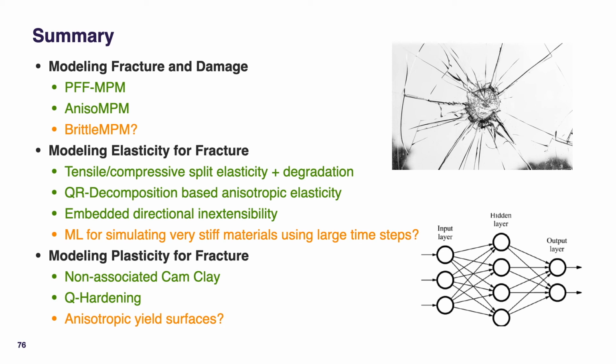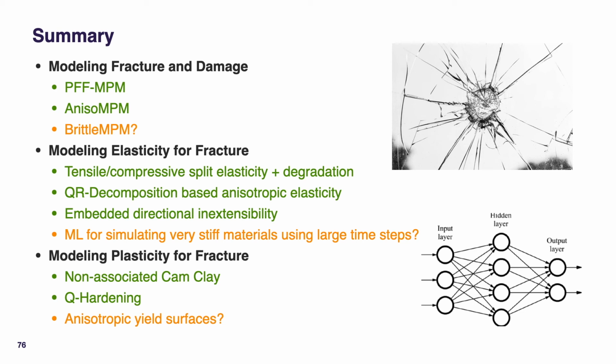Next, within modeling elasticity for fracture, we saw an isotropic split elasticity for PFF-MPM and a QR-based anisotropic elasticity for AnisoMPM. And while the inextensibility model could probably use some more exploration, it too is very successful for stiff materials. And in fact, one of the most interesting future directions for elasticity in fracture is to explore the potential intersection of machine learning and simulation through the possible leveraging of deep neural networks to learn to predict large time steps for very stiff materials.